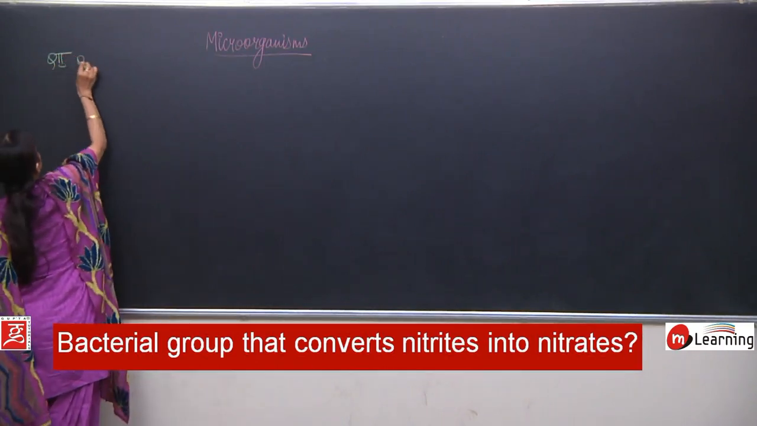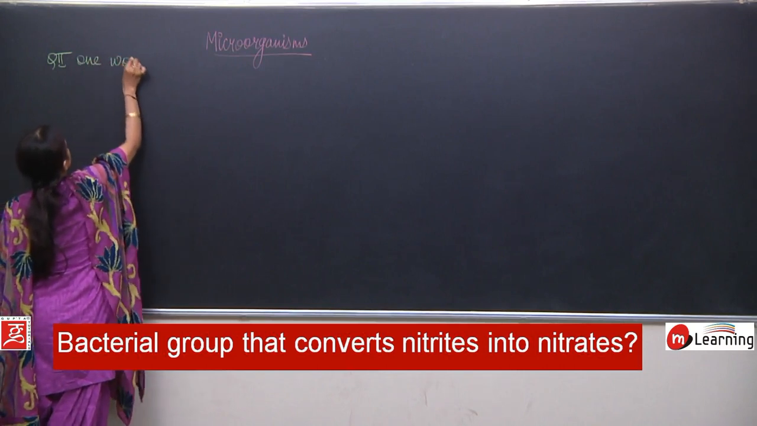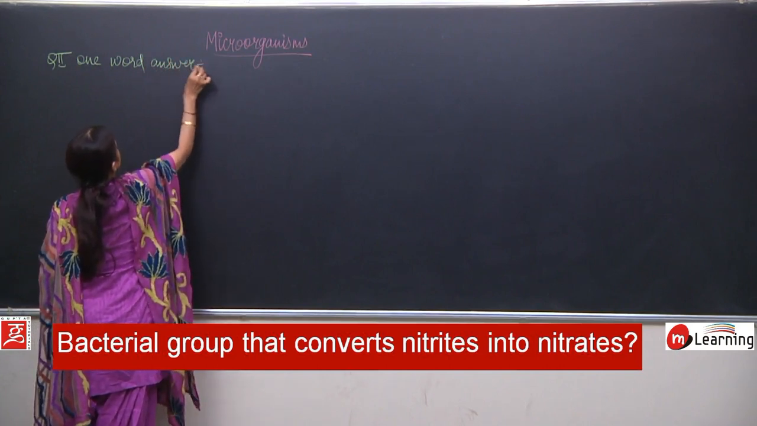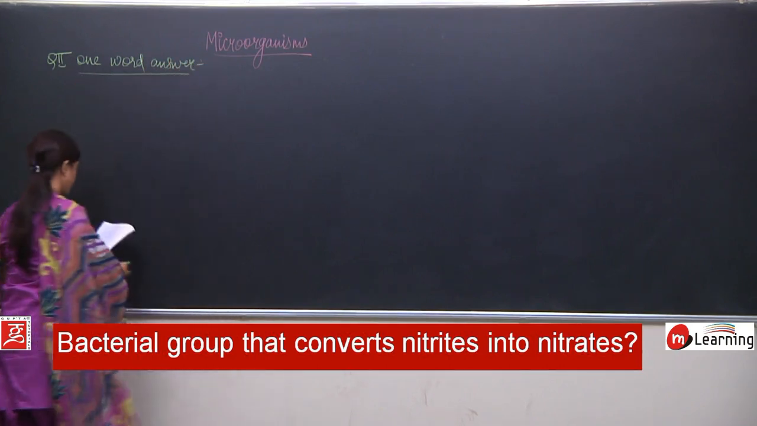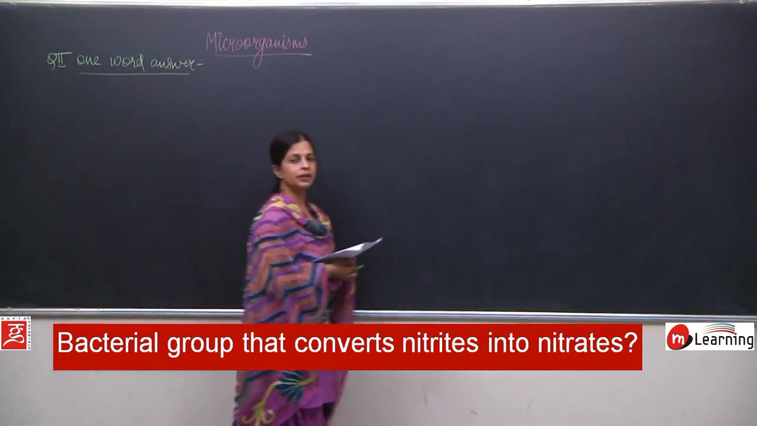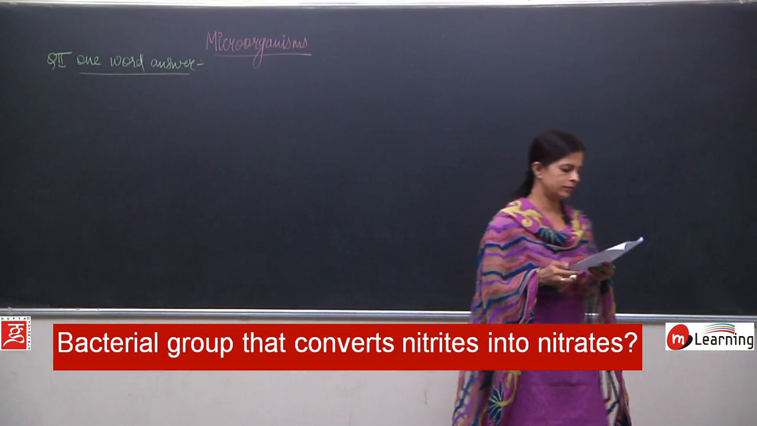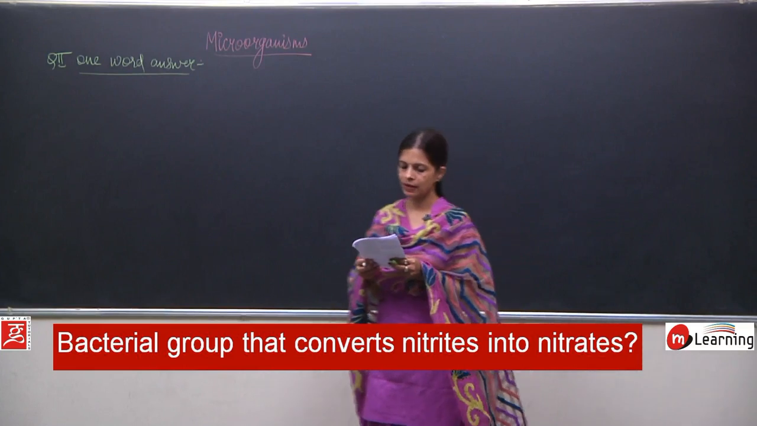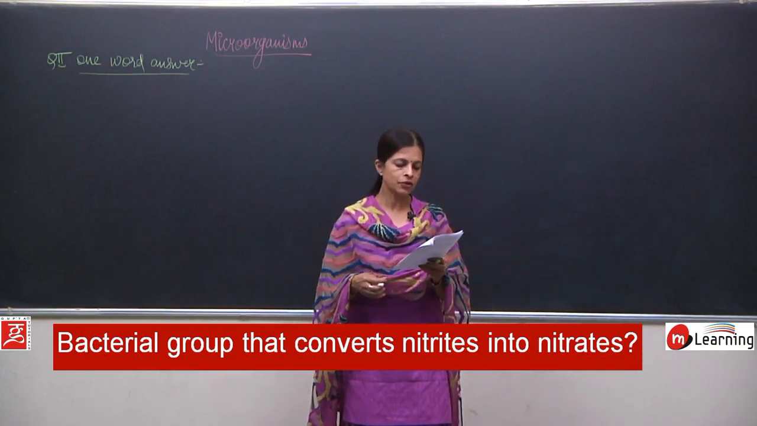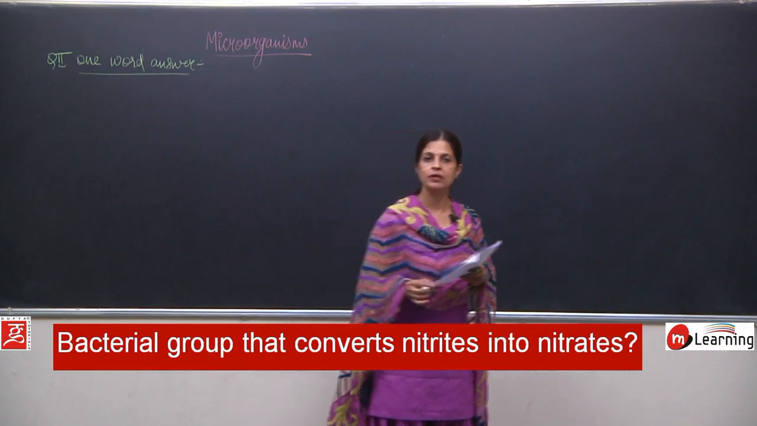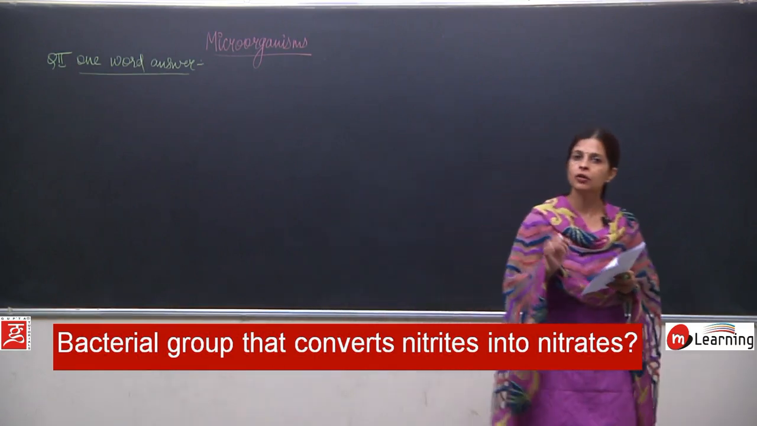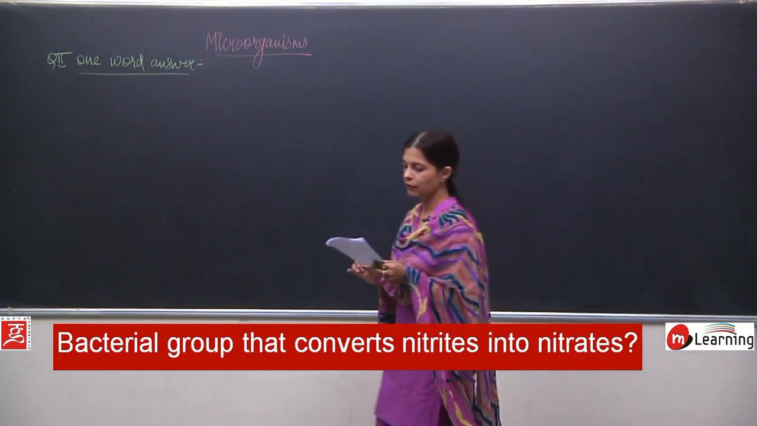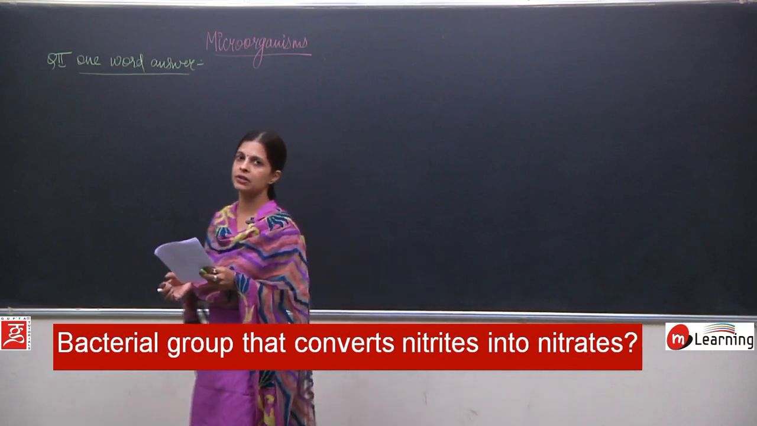Question 2 is one word answer. I'll just read the sentences or the questions now. First one, bacterial group that converts nitrites into nitrates. What is the question? They are asking about the name of the group of the bacteria which are responsible for the conversion of nitrites to the nitrates.